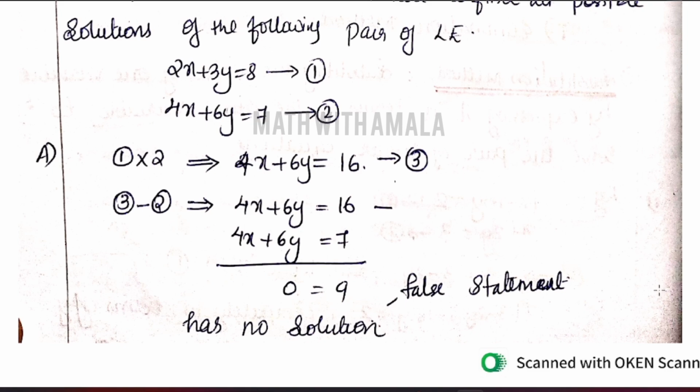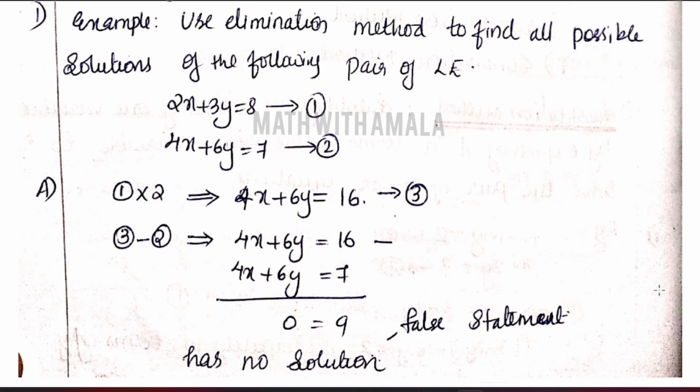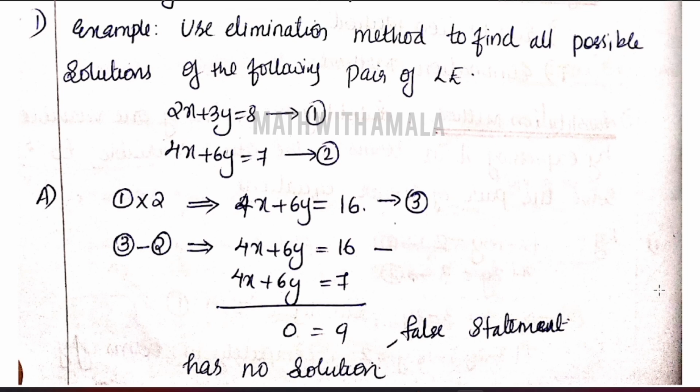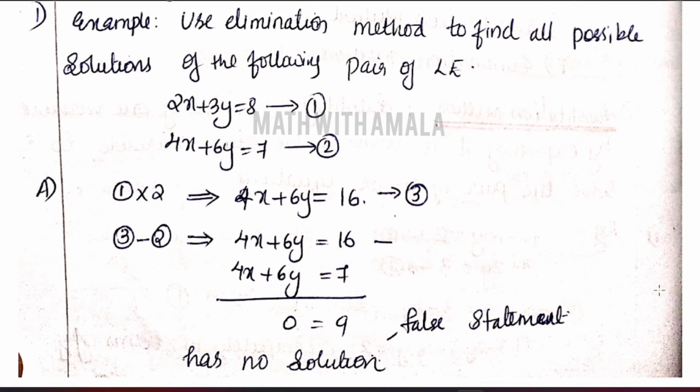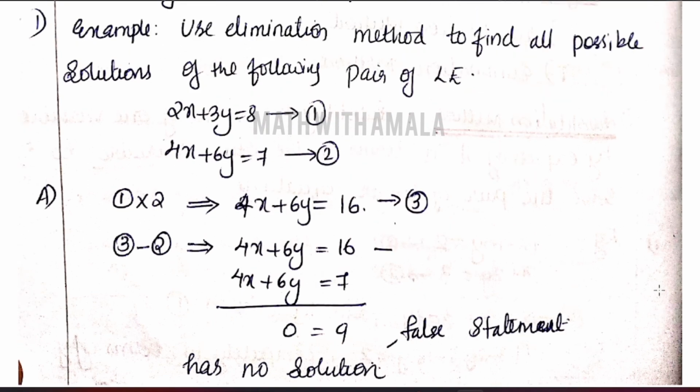Now you can subtract the bigger constant equation minus the lower constant equation. You will get 0 = 9. Here also this is a false statement. This implies that these two equations have no solution. That means x and y have no solution. That means there is no point of intersection. That is, these two lines are parallel to each other. If a solution is there, that means intersection.